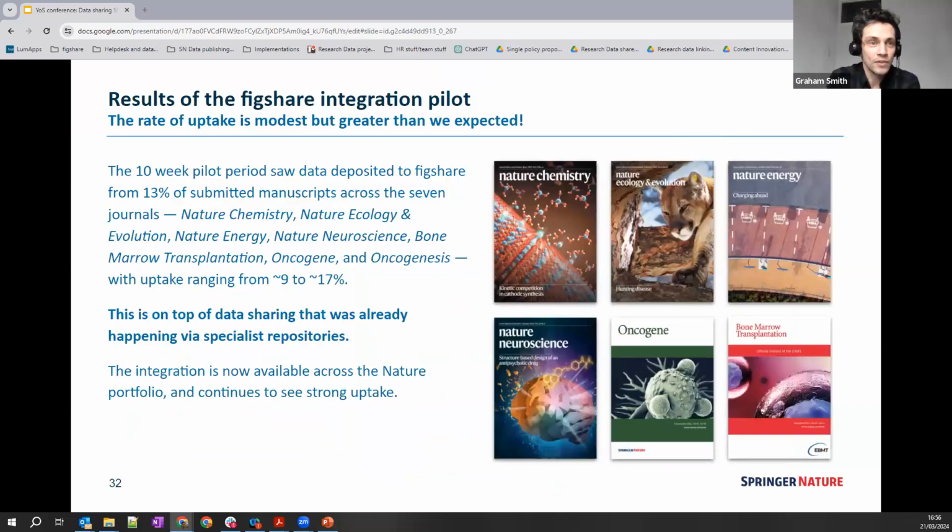So we piloted this on 7 journals initially. And what we saw in the first 10-week pilot was we're seeing 13% of submitted manuscripts using this. This is on top of all of the authors who are already using repositories. Now, this is a great example. We didn't have to change the policy. We didn't really have to change anything else around the motivations of researchers. We just had to make an existing solution easier.